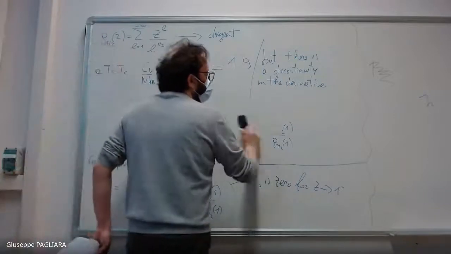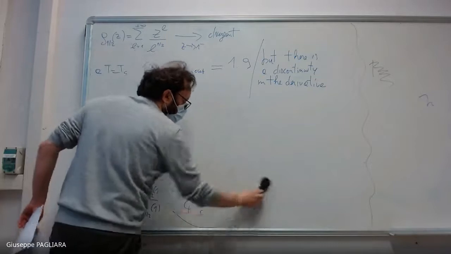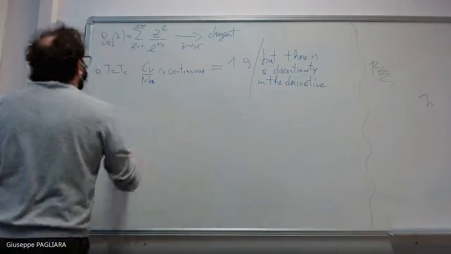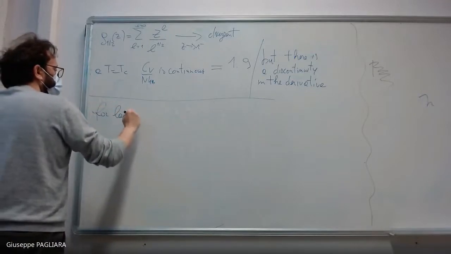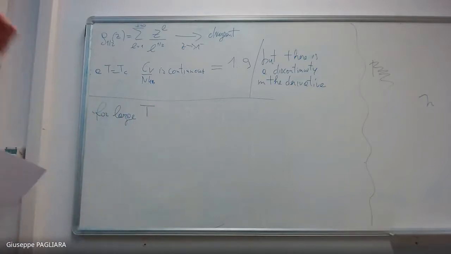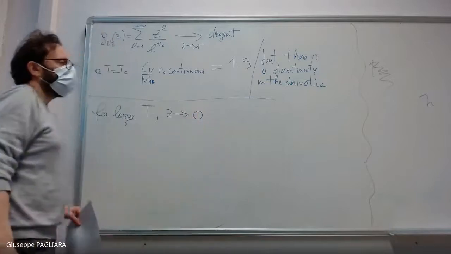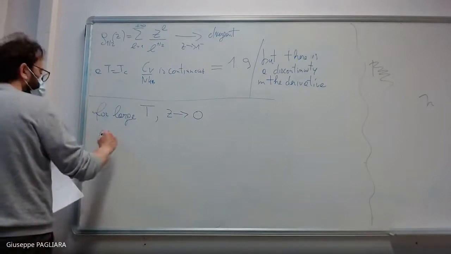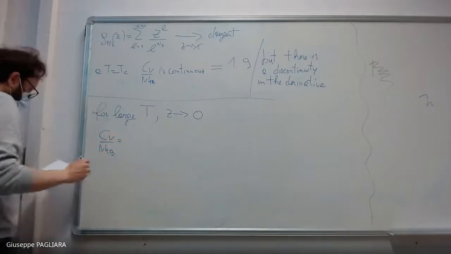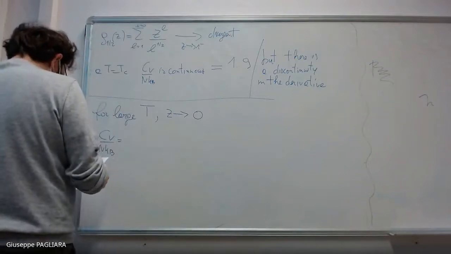Now, what happens, and I will sketch in a moment the plot of the Cv. What happens is that when I go to large temperature, so for large values of T, z goes to zero at fixed density, and well, if I take the expression of before, Cv divided by N kB, this was, let me take it again. Let me start again.